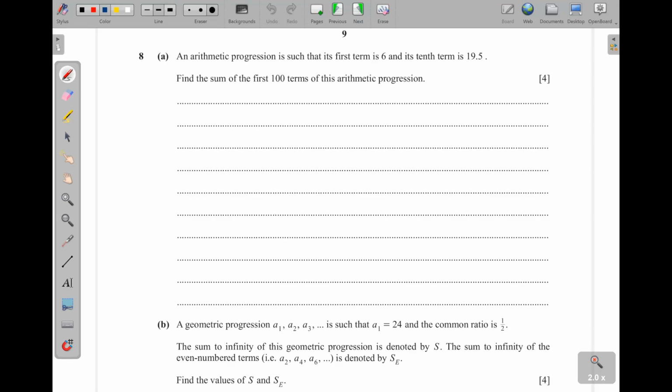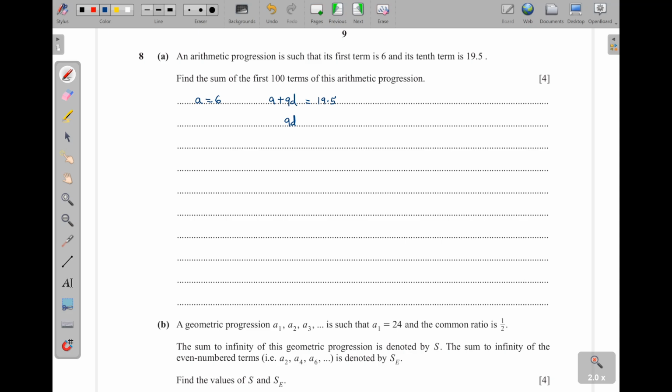Question 8, part A. An arithmetic progression is such that its first term is 6 and its 10th term is 19.5. Find the sum of the first 100 terms of this AP. A is given as 6, and then the 10th term, which is going to be A plus 9D, is equal to 19.5. So I can use these two to find the value of the common difference.